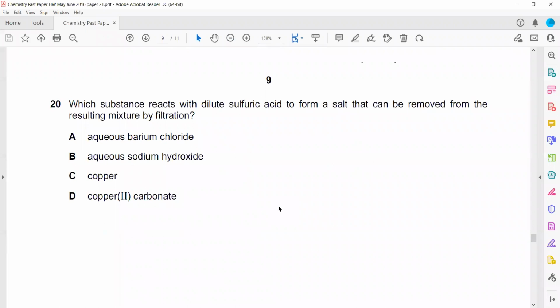Which substance reacts with dilute sulfuric acid to form a salt which can be removed by filtration? So we want to produce a salt, with sulfuric acid. When it reacts with barium sulfate, it reacts with sulfuric acid, so it will give barium sulfate. When you check, barium sulfate is an insoluble salt. So if it forms an insoluble salt, what can we do? We can remove it by filtration. When sodium hydroxide reacts with sulfuric acid, it will give sodium sulfate. So sodium sulfate is a soluble salt, so we have to use crystallization.